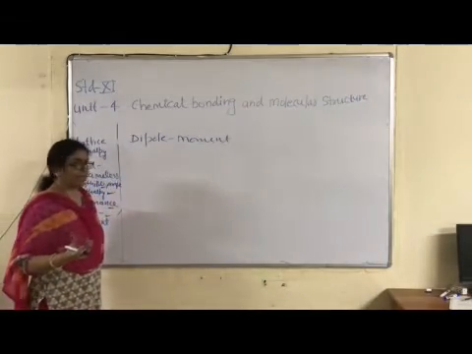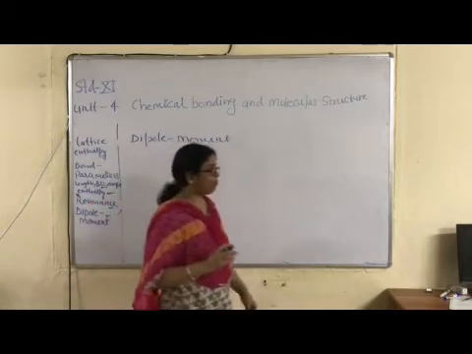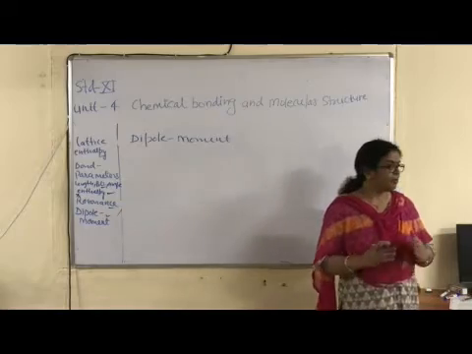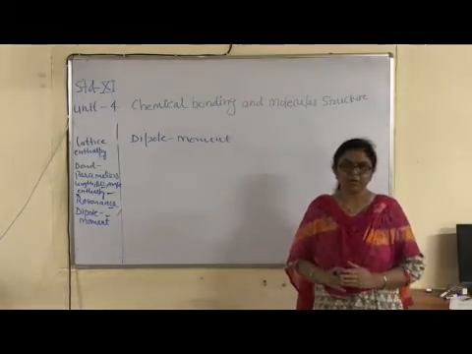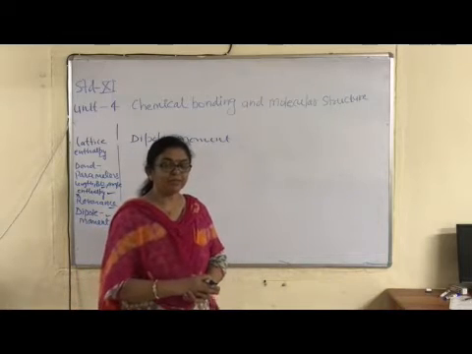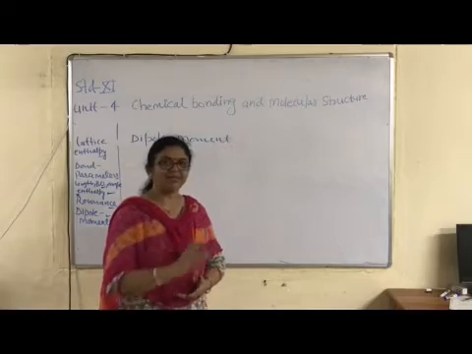Di means two and pole means polarity. This property of a molecule is related to polarity. Dipole moment is shown by polar molecules only. Dipole moment is a vector quantity, right? Because it has magnitude as well as direction. You know the meaning of vector in physics.